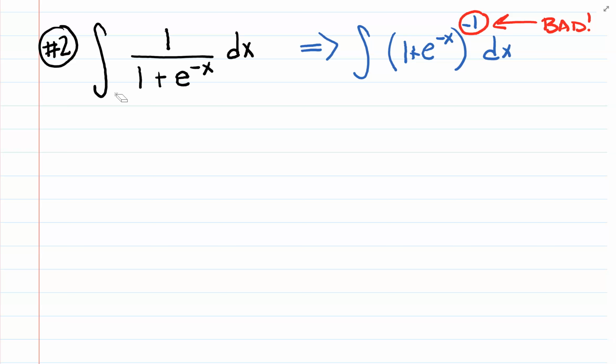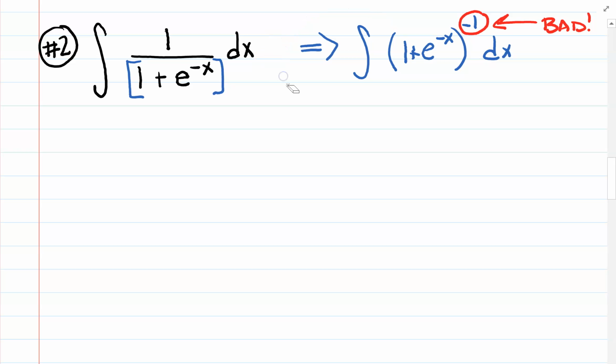Now, some people would try and see this as an entire expression in the numerator, and they would try to rewrite that expression with a negative 1 exponent, but that is bad. That is bad news. Remember, the definition says we cannot take an integral with an exponent of negative 1, because we're going to be dividing by negative 1 plus 1, which is 0, and that's not allowed.